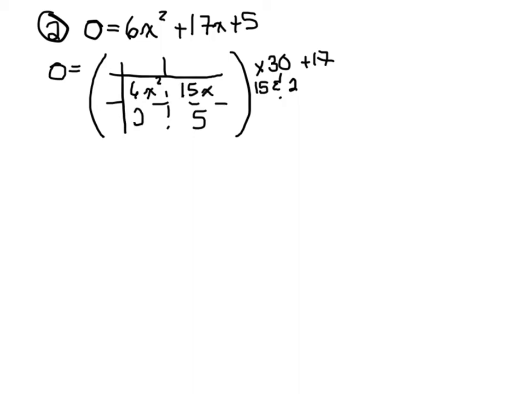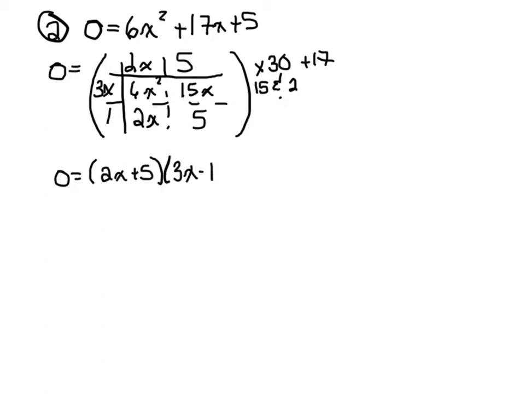So that is 15x here and 2x there. Now I'm going to common factor out the rows and columns. This way the common factor is 3x, this way it's 1, up this direction it's 2x, and up this direction it's 5. And so we have 2x plus 5, 3x minus 1, and to solve I set each factor to 0.